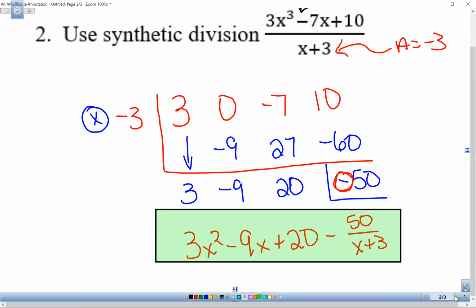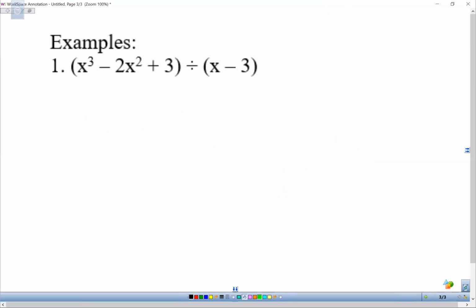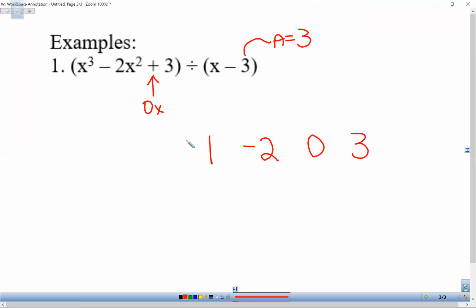All right, let's take a look at the last one. It's written in a little bit different form. It's not written as a fraction. It's just written as a division problem. But the process is the same. And again, if you notice here, we're missing the x term. So we need to put a 0 in place there. So we have a 1 for x to the third, minus 2, a 0, and a 3. And a would be 3 for this problem.